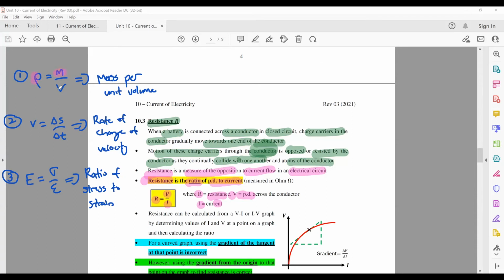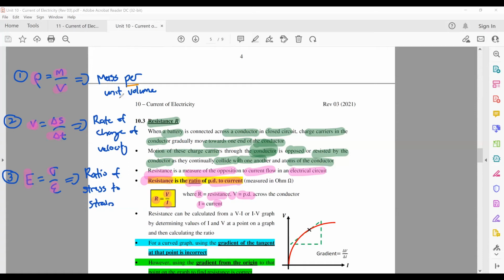Density is mass divided by volume. Velocity is displacement divided by time. Young's modulus is stress divided by strain. Equation-wise, they seem the same because it's something divided by something. But when you define it, notice the pattern in which they're defined.